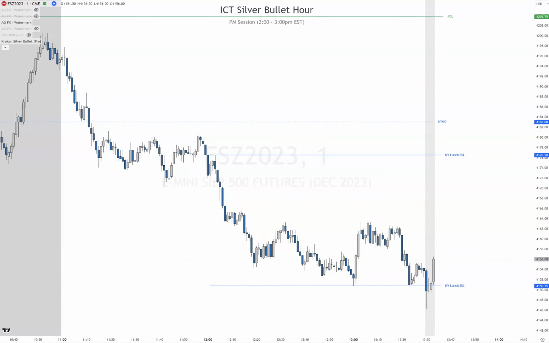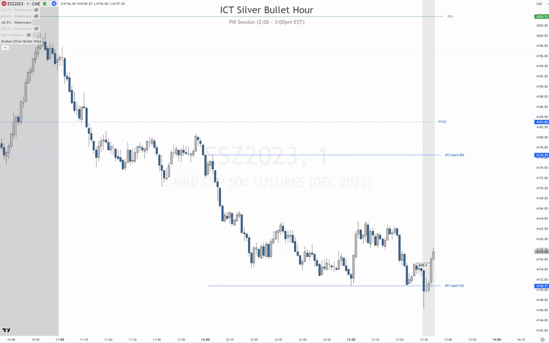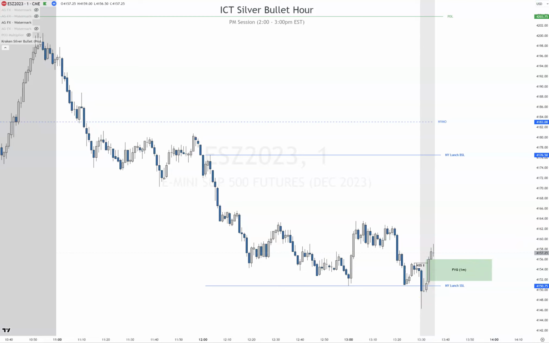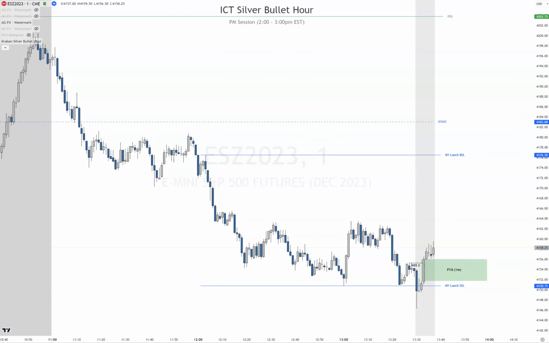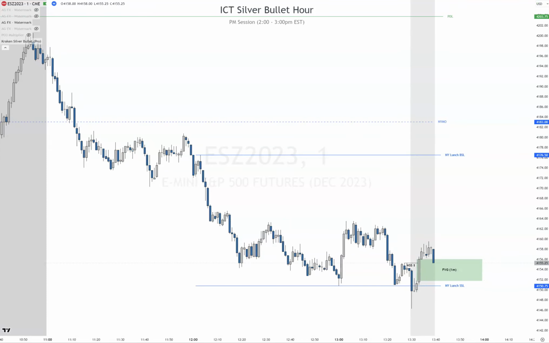Okay, there you go. There is your market structure shift right there. Okay, a fair value gap right there. Good. Comes in there. Okay, so I'm going to buy one there just to show you. And that would be our low risk buy.